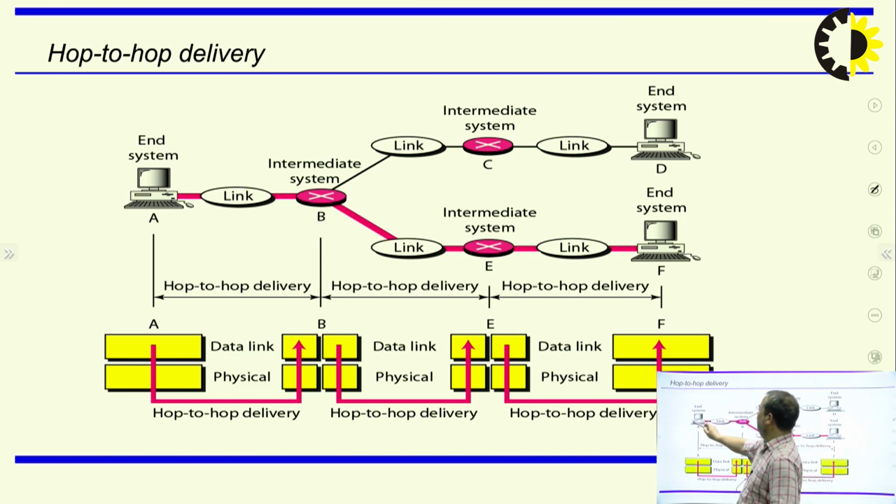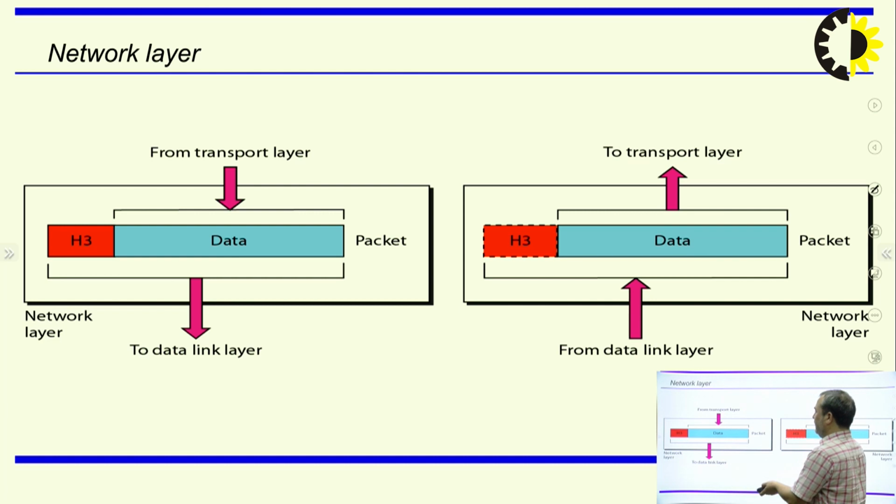So this is one node, you can say this is another node. So this could be the hop to hop delivery. You can see from application to here, the physical layer. So you can visualize how hop to hop delivery could occur. Now, the network layer. Now this is the network.